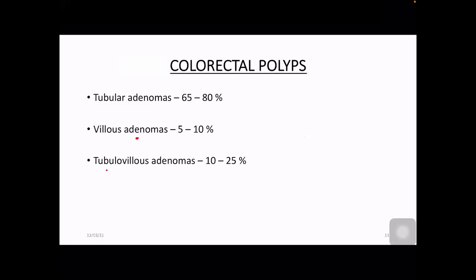So what is this tubular adenoma? On histology, you can see a lot of tubular glands in tubular adenomas. This is the most common type of adenomatous polyp, around 65 to 80%. The next most common is a mixture of both tubular and villous adenoma, which is 10 to 25%. And the least common is the villous adenoma. On histology, the polyp appears with a lot of finger-like projections, like the villi present in the ileum.